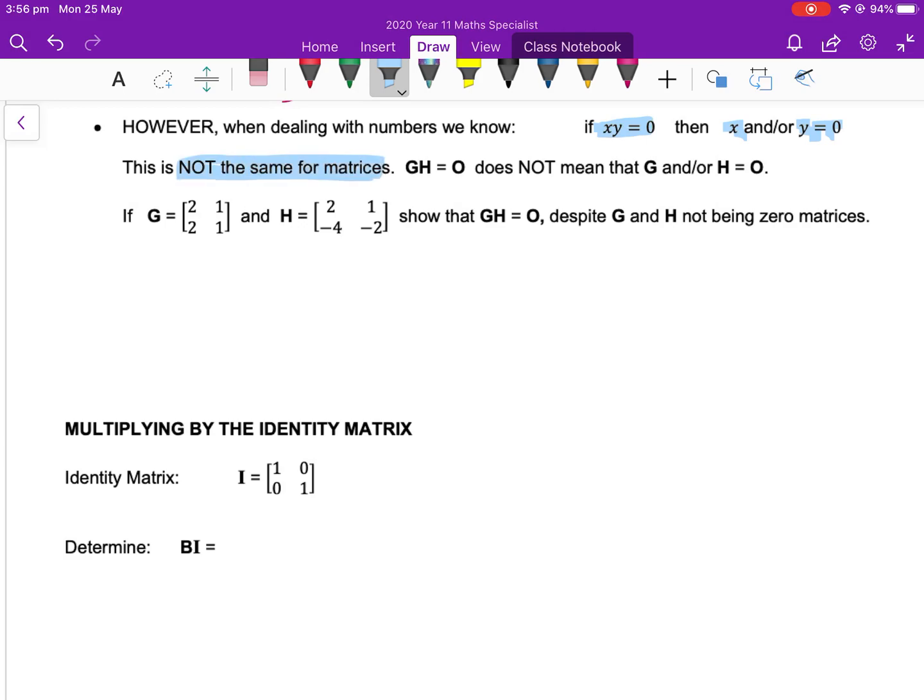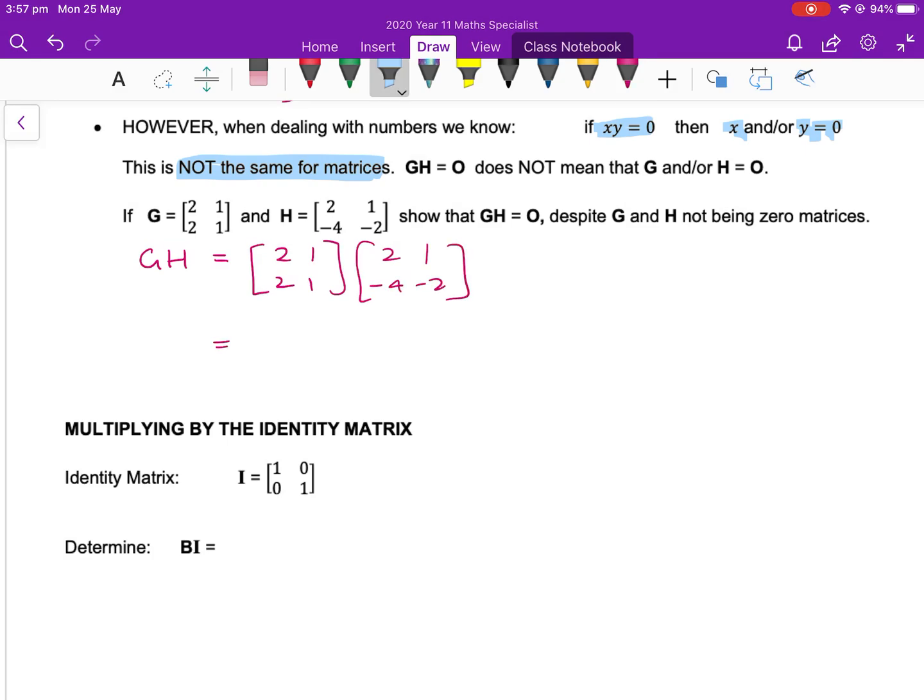We know if we multiply by a 0 matrix, we're going to get a 0 matrix solution. But sometimes we're going to be multiplying non-zero matrices and we're going to get a 0 matrix. So let's see that here by multiplying G and H. They're both 2 by 2 matrices, so we can multiply them together and the result will be a 2 by 2. So we're going to have 2, 1, 2, 1 multiplied by 2, 1, negative 4, negative 2.